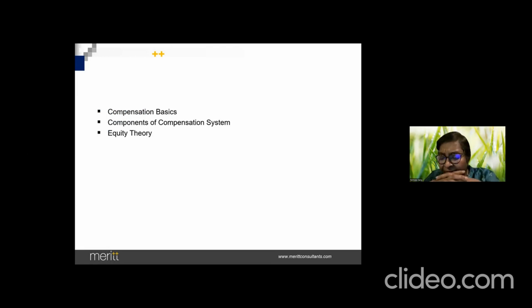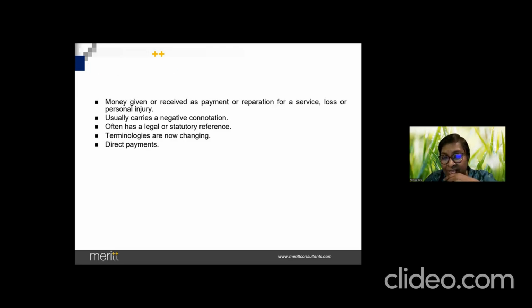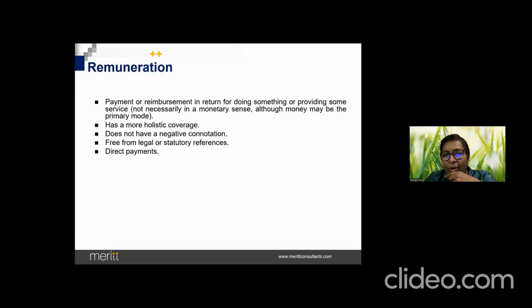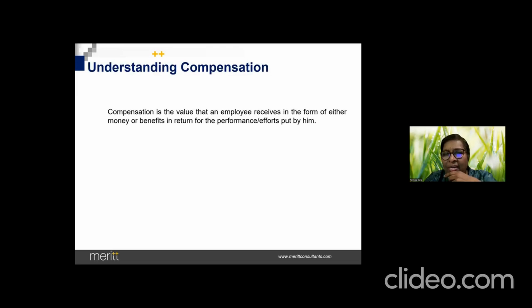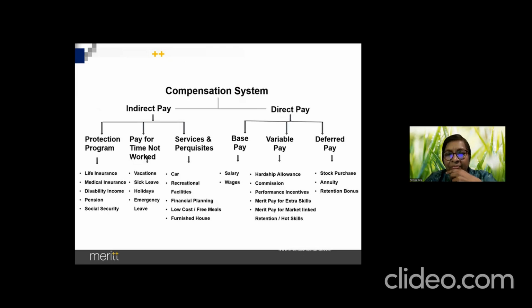So how do we define compensation? What does compensation mean for us? Anybody? We discussed that earlier. Compensation means all the time, effort, skill, whatever we get in terms of monetary and non-monetary, is compensation. Okay. So let us look at the components, which is very, very important before we get into the details of the compensation system. Let us understand what the components of a compensation system are.